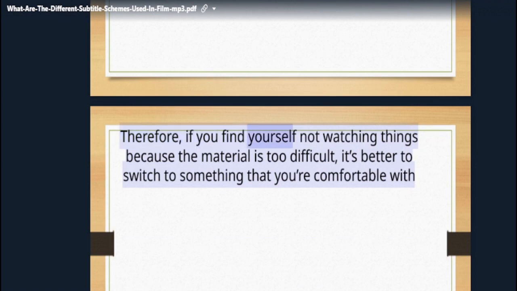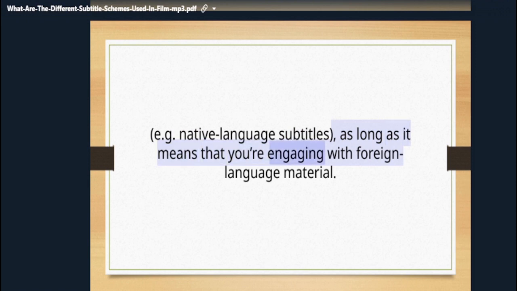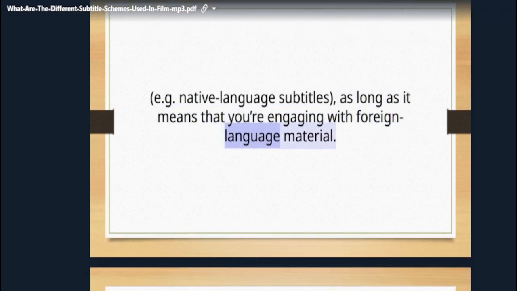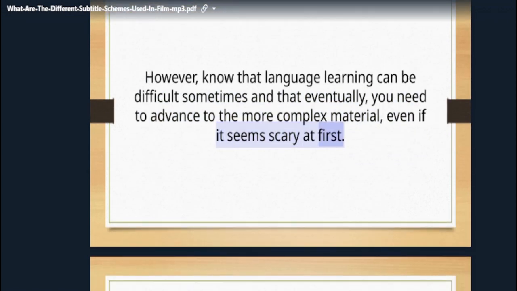Therefore, if you find yourself not watching things because the material is too difficult, it's better to switch to something that you're comfortable with, e.g. native language subtitles, as long as it means that you're engaging with foreign language material. However, know that language learning can be difficult sometimes, and that eventually, you need to advance to the more complex material, even if it seems scary at first.